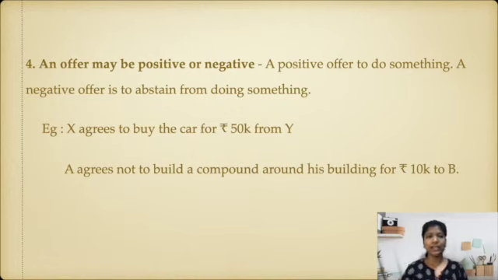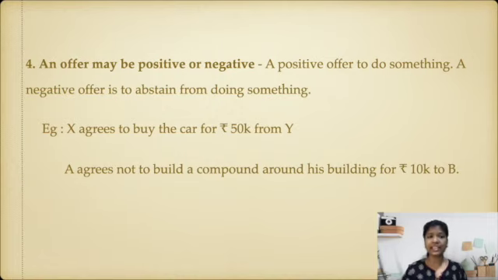The fourth one, an offer may be positive or negative. It's a very simple essential part over here. A positive offer is to do something. Opposite is what? A negative offer is to abstain from doing something. Two simple examples here. For a positive offer, A agrees to buy the car for rupees 50,000 from Y. Okay, he is performing something or doing something in order to enter into the contract. That's called a positive offer. You are doing something. There is some kind of action or performance of activity over there.